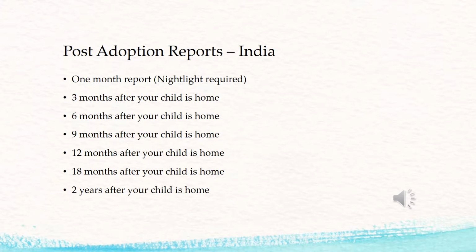So now let's talk about post-adoption reports. First, Nightlight requires a 1 month report once you bring your child home, and this is for every country. There's a requirement that a social worker needs to meet with you and your child in the first 30 days of arriving home.